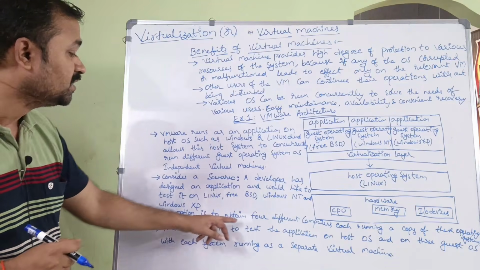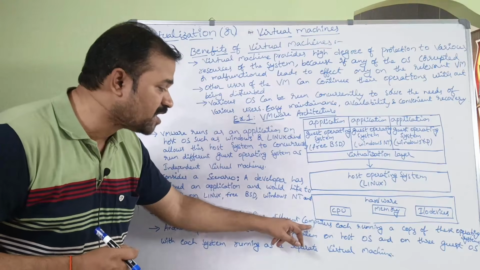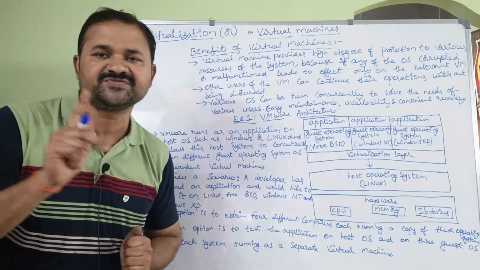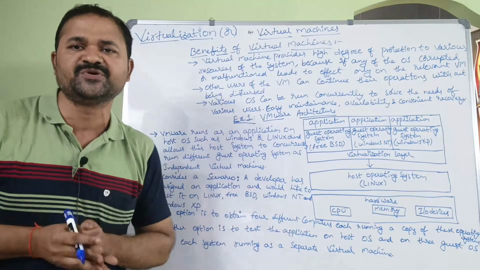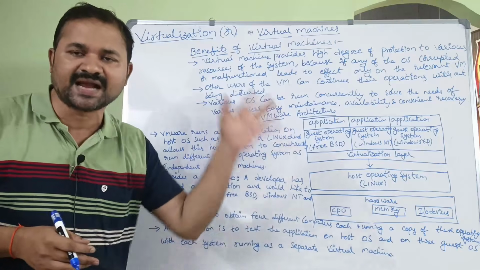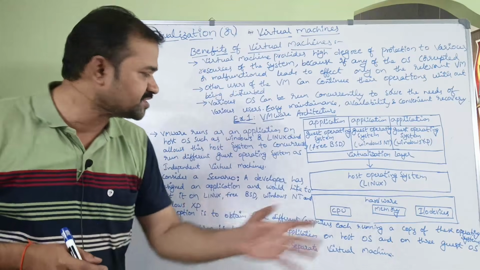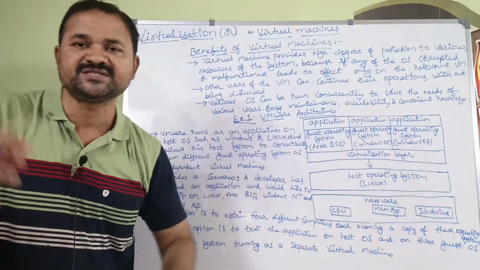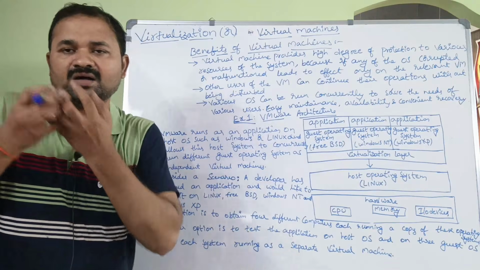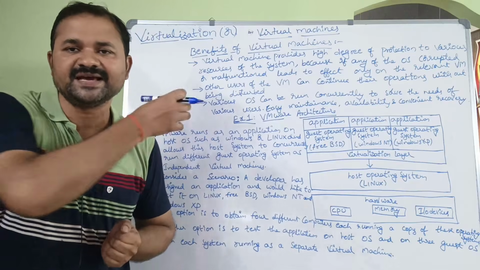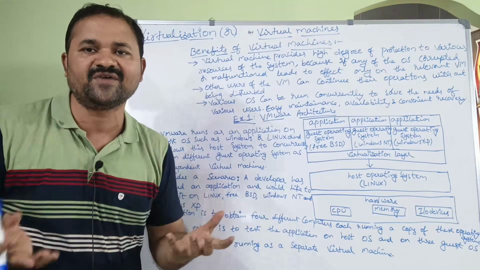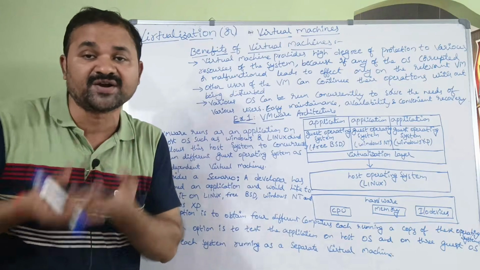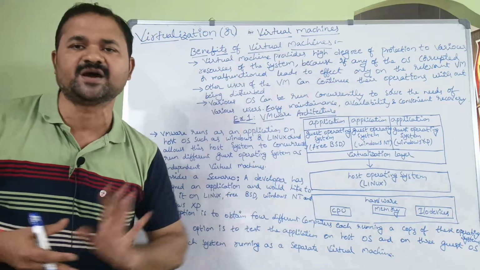One option is to obtain 4 different computers, each running a copy of these operating systems. So what is one option? We will have 4 different computers where we need to install Linux on one computer, FreeBSD on one computer, Windows NT on one computer, Windows XP on another computer, and that application will be executed on all the computers. So we require 4 computers where one operating system is installed on every computer.